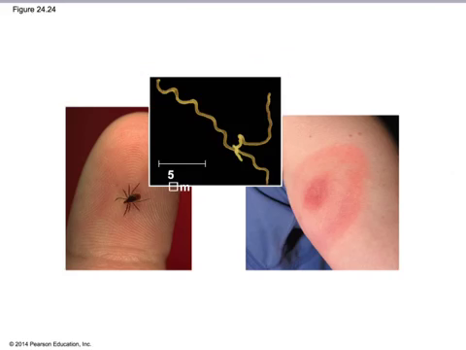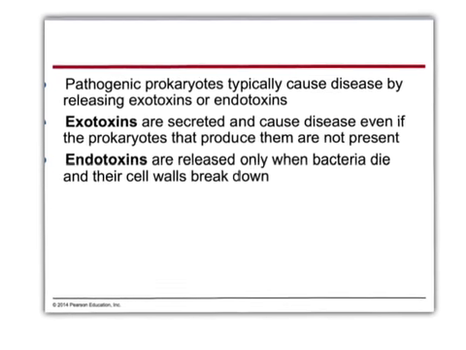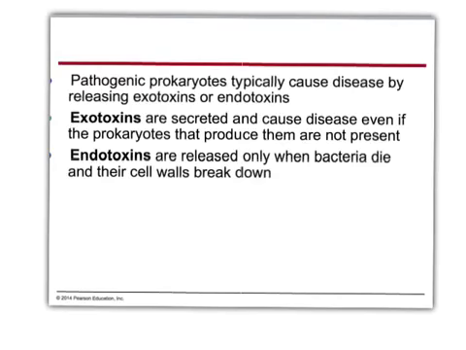Here's your spirochete, and the characteristic circular rash around the tick bite. There's a deer tick as the carrier. Pathogenic prokaryotes typically cause disease by releasing exotoxins or endotoxins. The difference being an exotoxin is secreted by the prokaryote and causes disease even if the prokaryotes that produce them are not present.